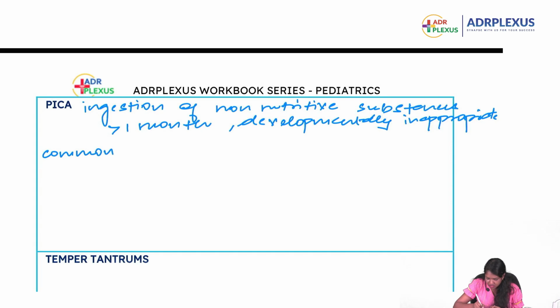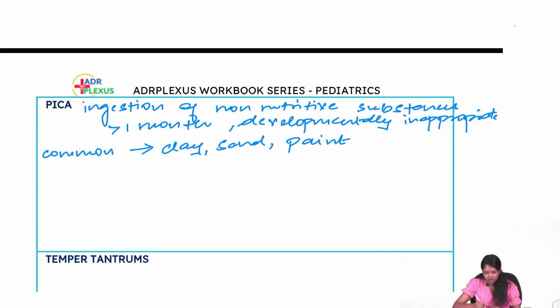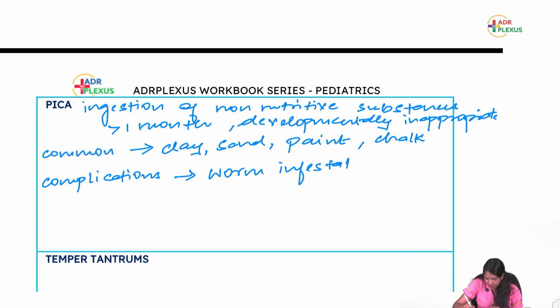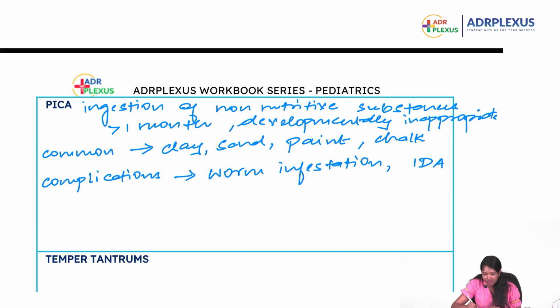What are the common substances that they can ingest? Common substances that they can ingest: clay, sand, paint. All this is common. Okay, what can happen? Complications because of this. Complications? Yeah, chalk is also possible. Yes. Worm infestations because of eating all this. Because of worm infestations, they can have iron deficiency, anemia. They can also have lead poisoning.